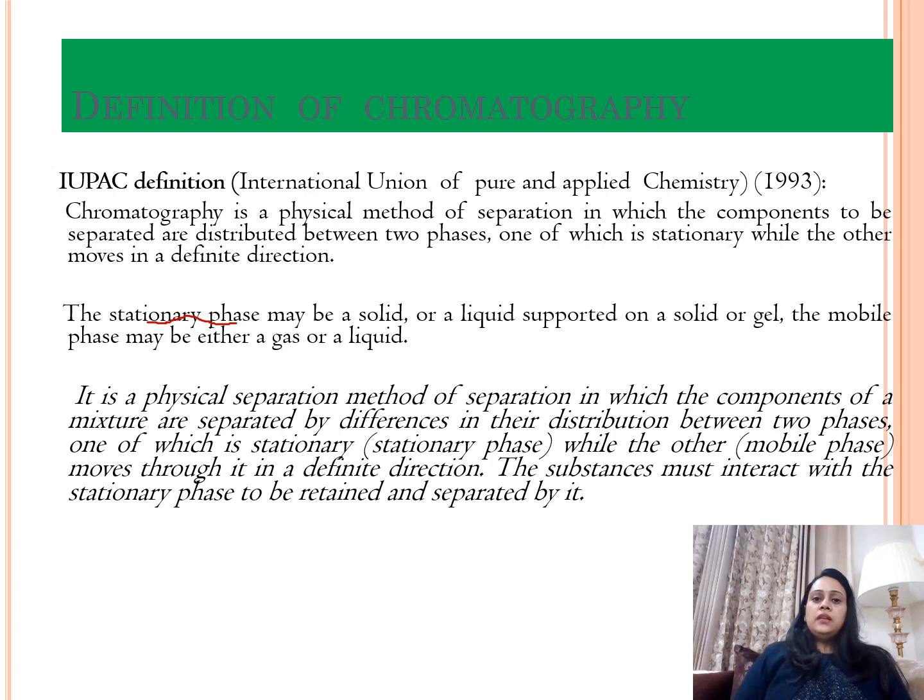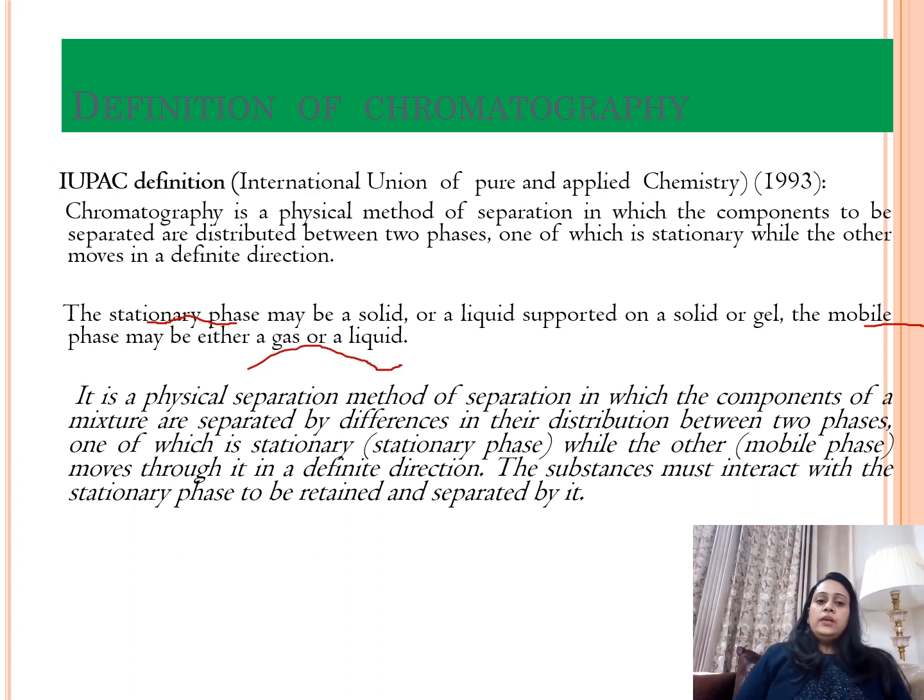As the name indicates, the stationary phase is always a stationary thing which will not move, which can be a solid, a liquid or a gel. While the mobile phase, as the name indicates, mobile means something which moves on, which can be a gas or it can be a liquid. So it is a separating method where the components are separated between the two phases, stationary phase and mobile phase.